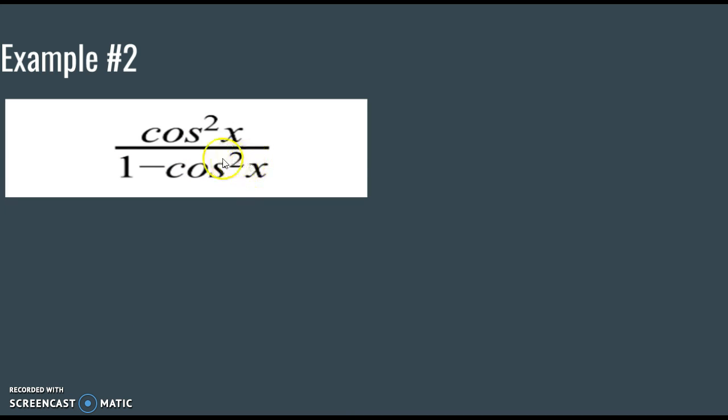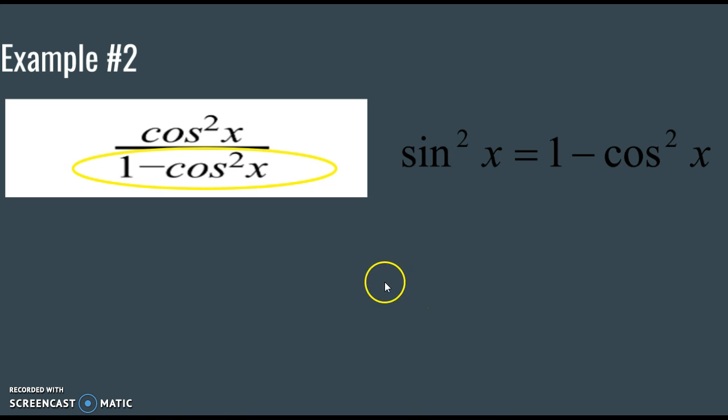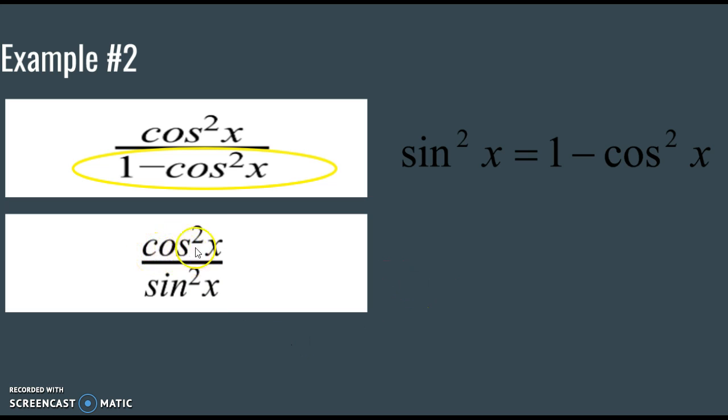So for our second example, we have cosine squared x all over 1 minus cosine squared x. So right here, you can simplify 1 minus cosine squared x because it is a Pythagorean identity, which means that 1 minus cosine squared x is equal to sine squared x. So once you have simplified that part, you would get cosine squared x all over sine squared x.